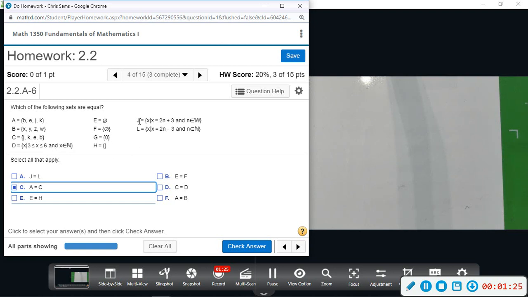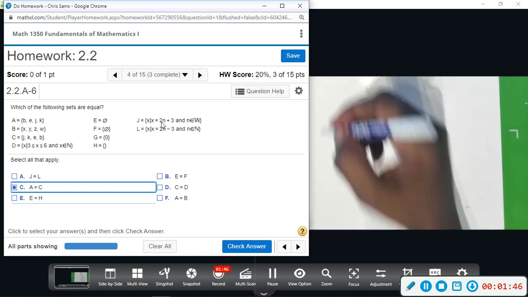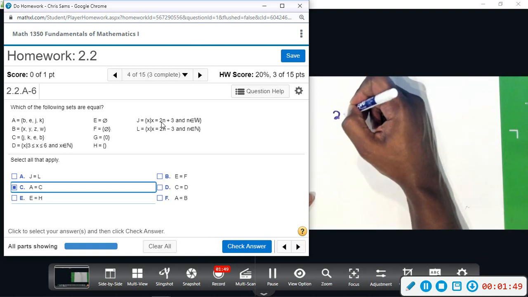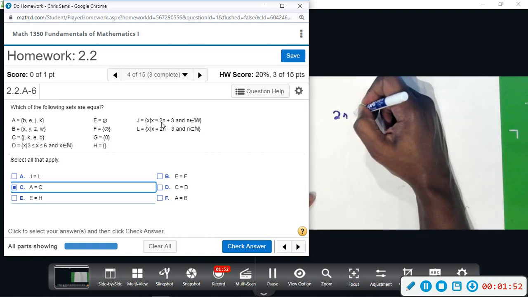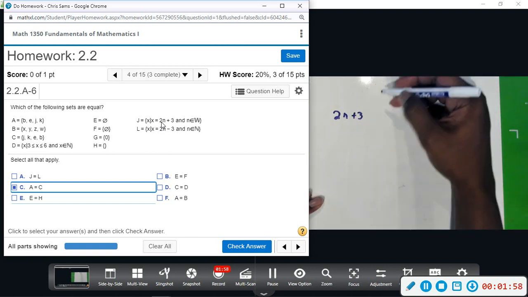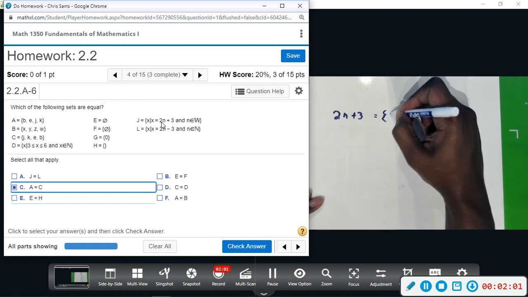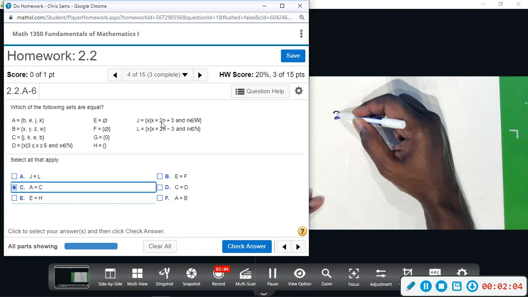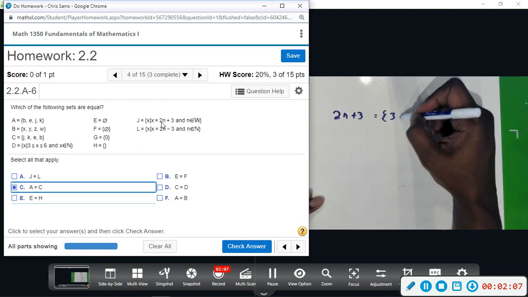It doesn't look so. If I'm looking at L and J, these are sets that are listed x equals 2n plus 3, where n is a whole number. So whole numbers would start at 0. So I'll list some of these elements in the set. We'll be doing 2 times n plus 3. So if we plugged in a 0, we'd have 0 plus 3. So 3 will be in that set, and then we would do 1. 2 times 1 is 2, plus 3 would be 5.